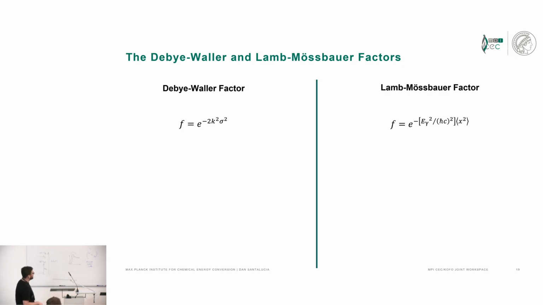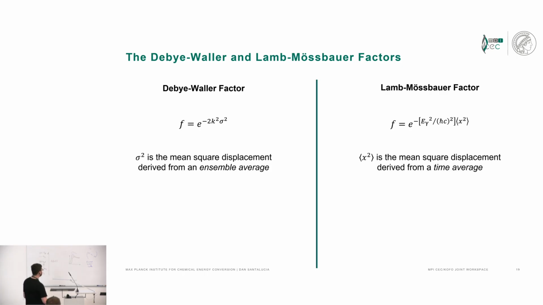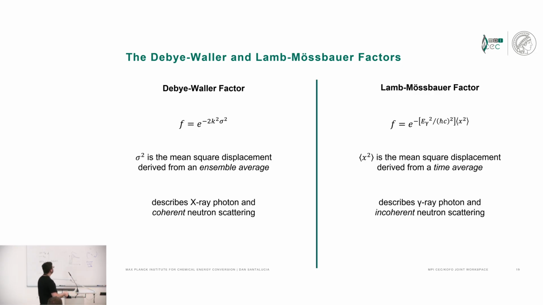I will make a public service announcement and say there's a lot of confusion between these two concepts in the literature, and people often use them interchangeably in the Mössbauer literature. But I differentiate them through a few different things. First of all, sigma squared is a mean squared displacement derived from an ensemble average, whereas the expectation value of x squared is based on the time average. This is used to describe X-ray photon and coherent neutron scattering. This is used to describe gamma-ray photon and incoherent neutron scattering, so that's where that shows up.